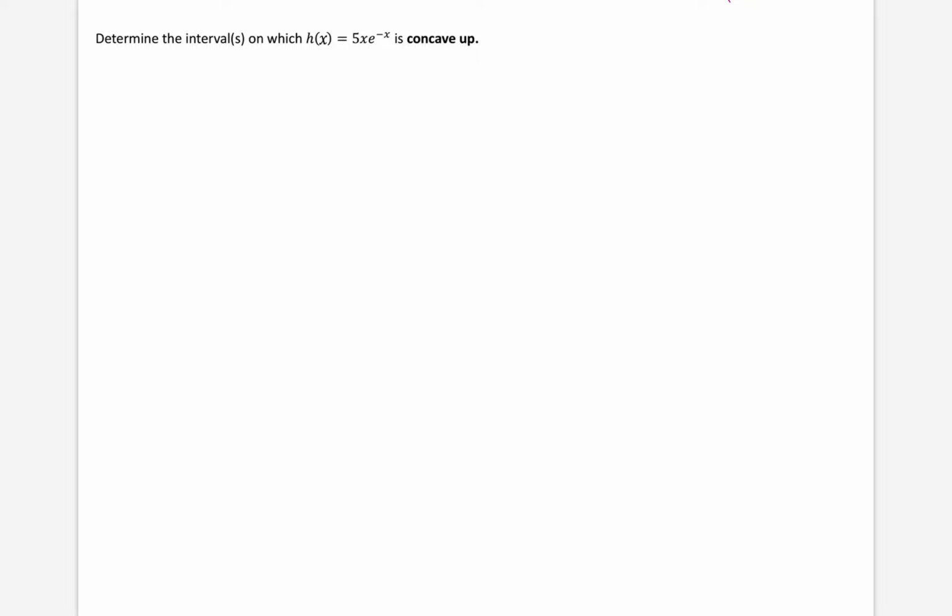So let's determine the interval or intervals on which h of x equals 5xe to the negative x is concave up. Well, if the function is concave up, then its second derivative is going to be positive. So we're going to need to find the values of x that make the second derivative positive. Well, let's see what the second derivative is.